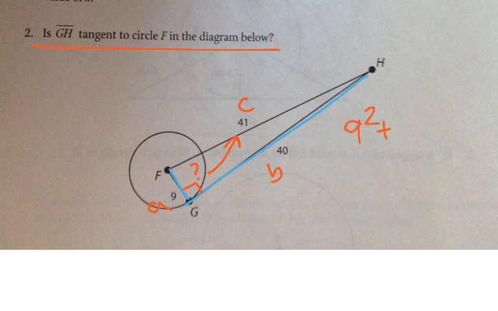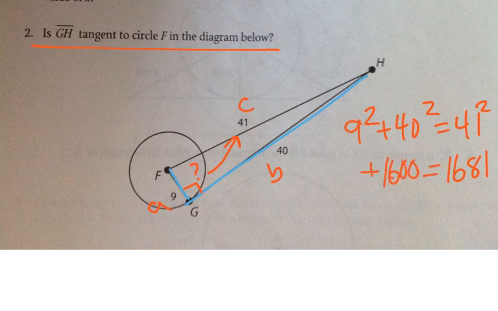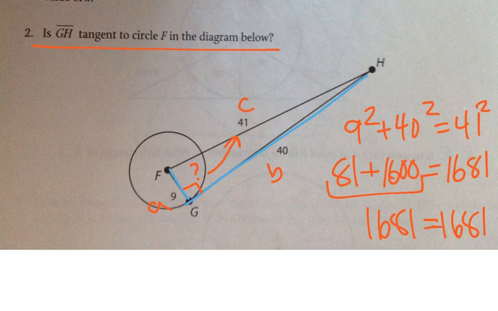So I'd go 9 squared plus 40 squared equals 41 squared. So 41 squared is 1681, 40 squared is 1600, 9 squared is 81, add that side, and we get that they are equal to each other, which means yes, that's a right triangle. So yes, this is a right angle, that 90-degree angle. They're perpendicular to each other. The radius and the tangent means that AG is a tangent.